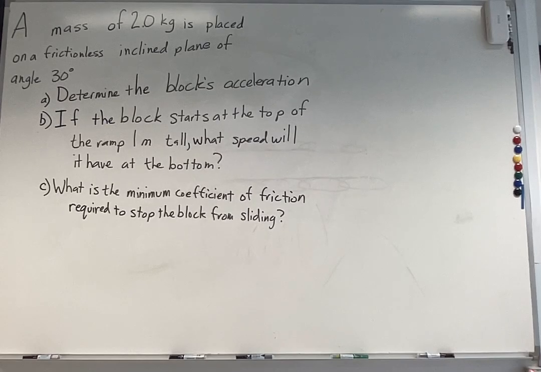All right, y'all, so this is the example we're going to look at right now. It's a mass on a ramp, and we're going to try to find its acceleration. We're going to find out what its speed would be at the bottom of the ramp with that acceleration, and then we're also going to determine how much friction there should be.